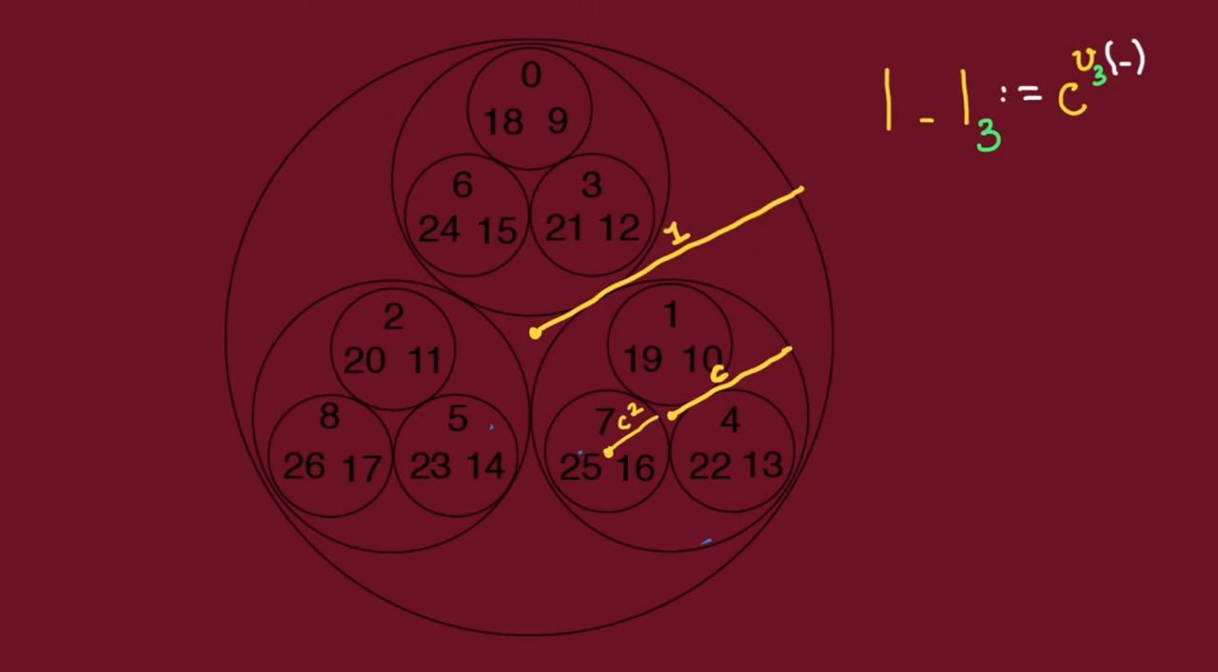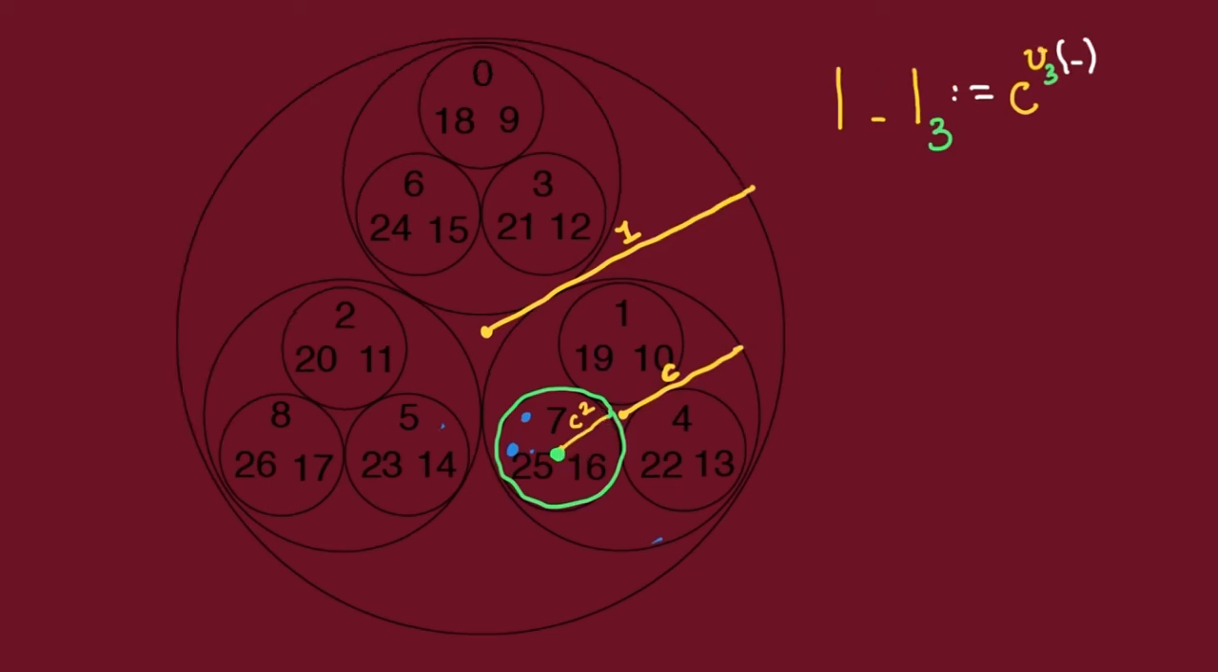Now, observe that there is a very curious geometric phenomenon here. Let us consider this disk as a disk centered at 7 with radius c squared. Then, just by definition, we know that every element in this closed disk is going to have distance less than or equal to c squared from 7. Now, the truly curious thing is that actually the distance between any 2 points in this disk, not just between a point and the center, is going to be less than or equal to c squared. So let's see why that is.